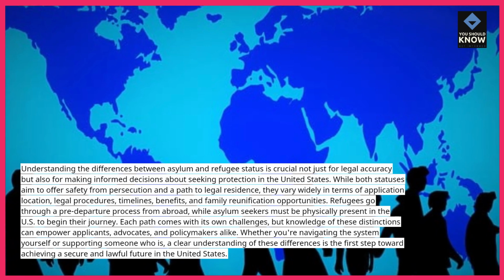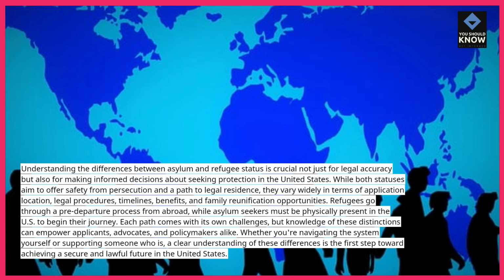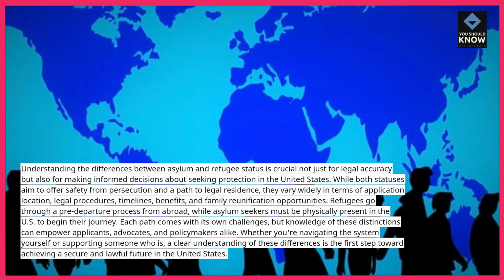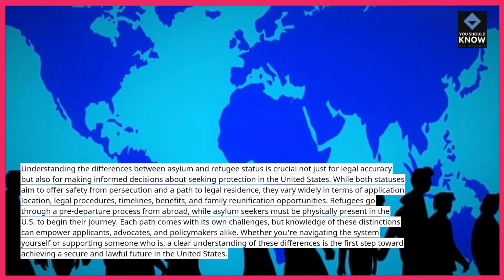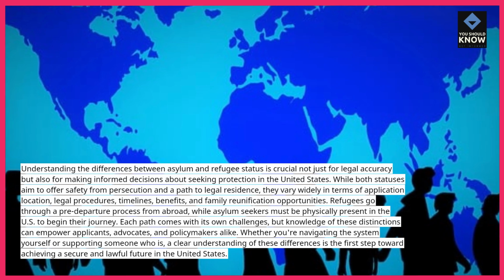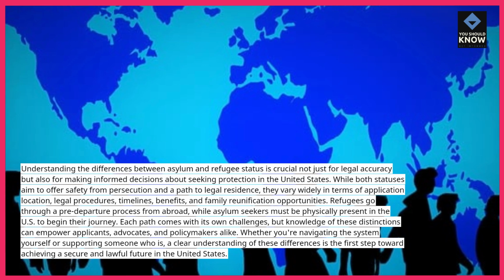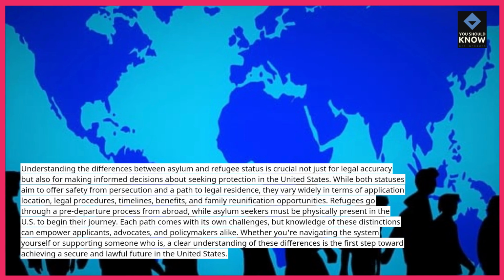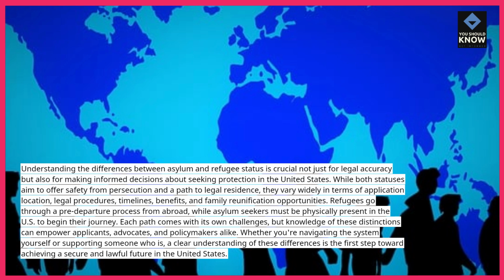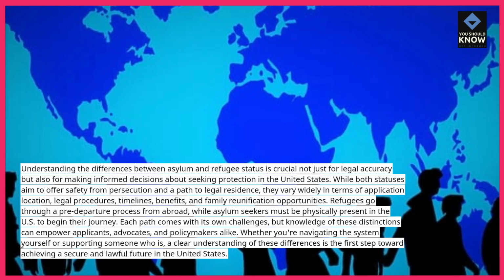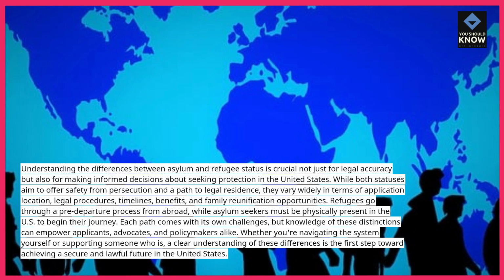Refugees go through a pre-departure process from abroad, while asylum seekers must be physically present in the U.S. to begin their journey. Each path comes with its own challenges, but knowledge of these distinctions can empower applicants, advocates, and policymakers alike. Whether you're navigating the system yourself or supporting someone who is, a clear understanding of these differences is the first step toward achieving a secure and lawful future in the United States.